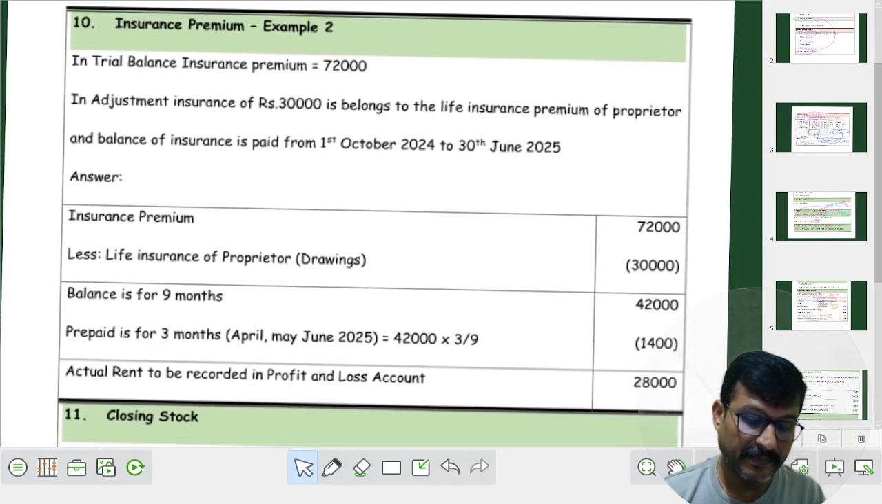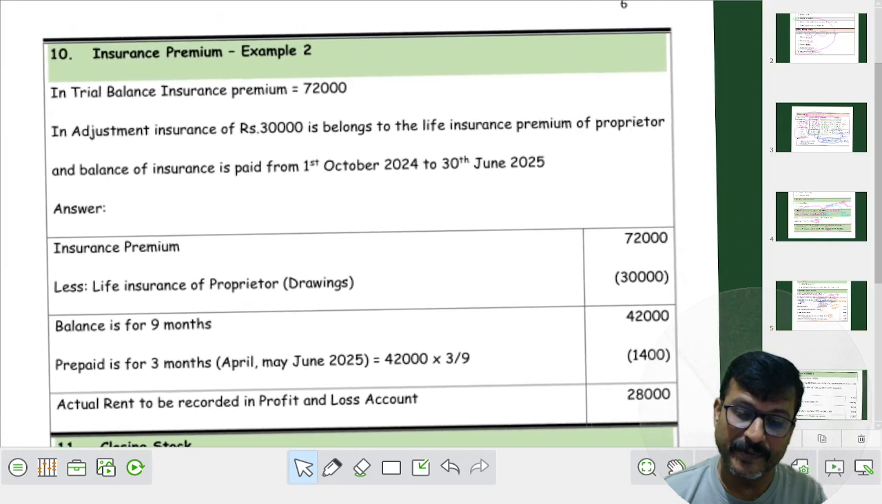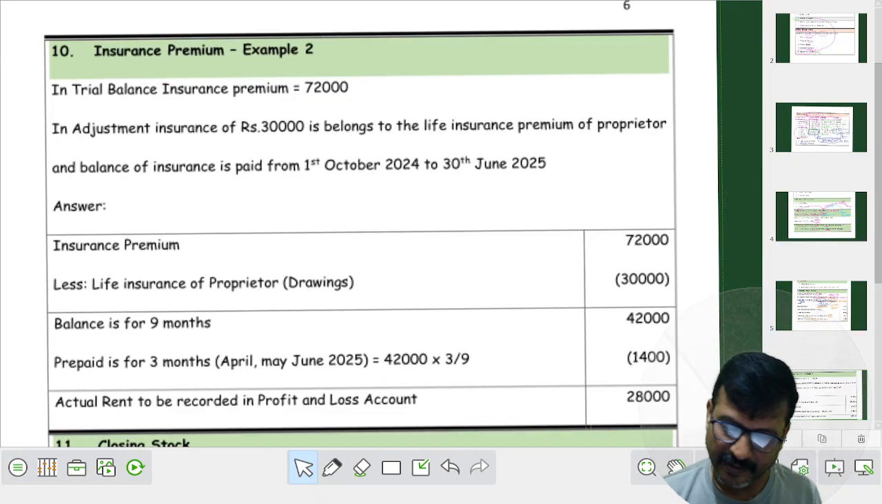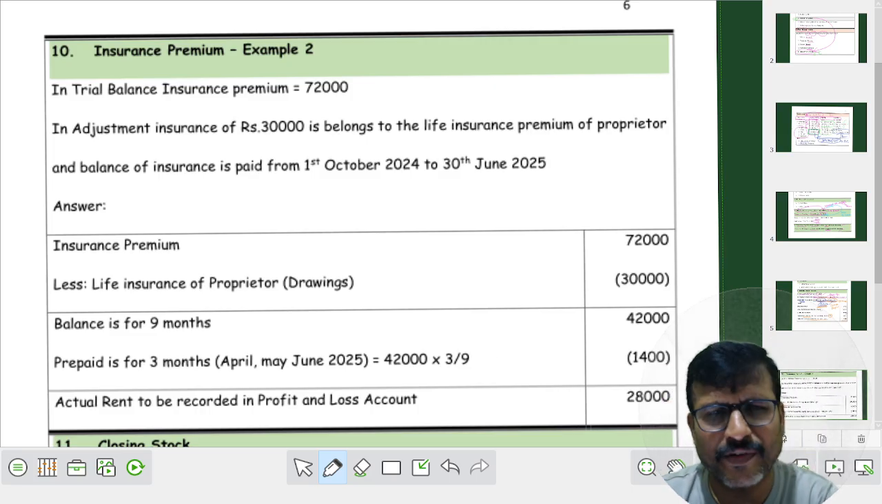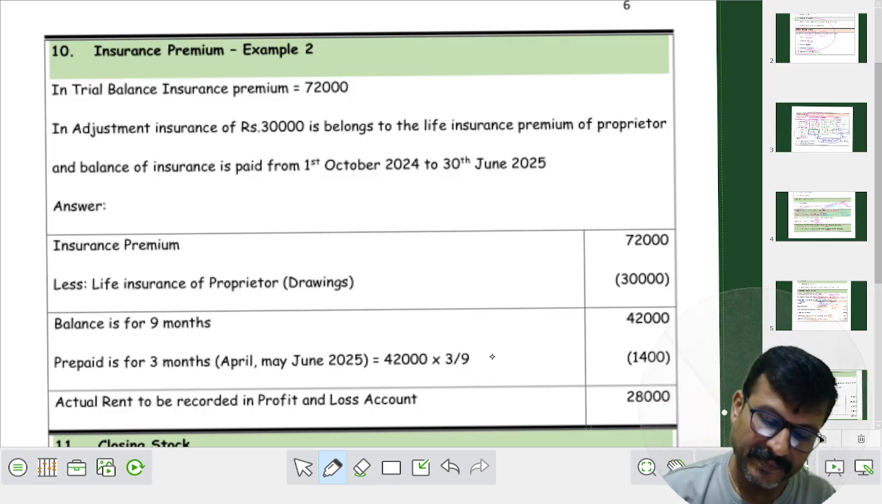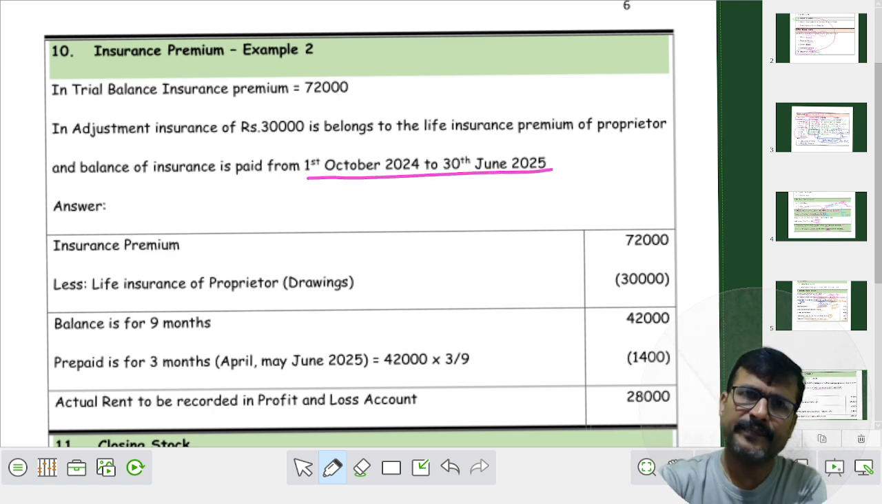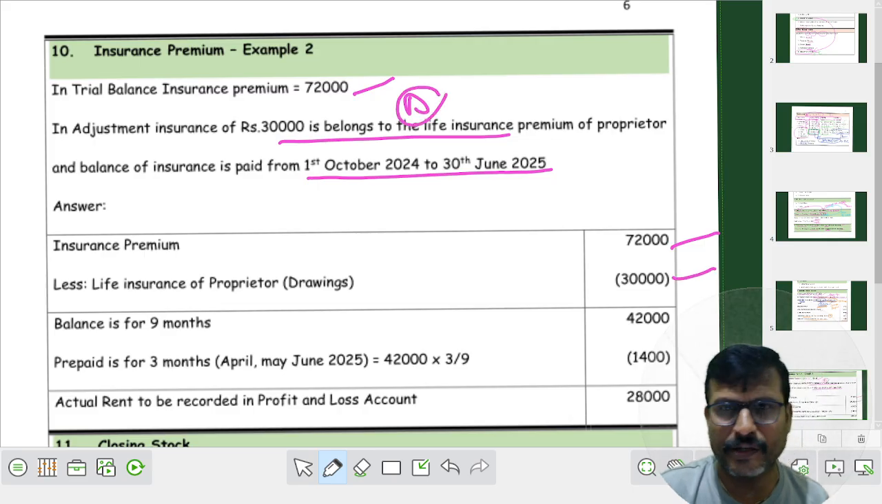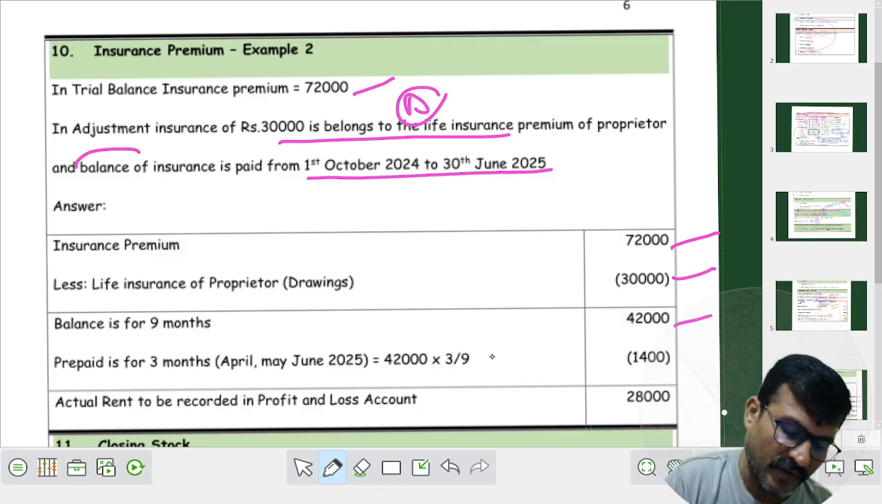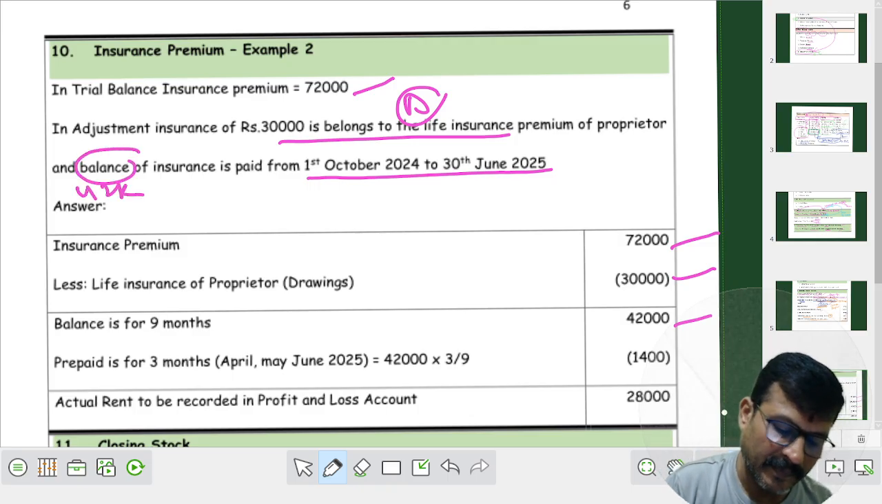What happened? Okay, is it visible clearly? Okay, fine. Shall I start? See here, I used the same figures, I changed only this date. Okay, see, insurance premium 72,000. Life insurance premium is called drawings, so I subtracted drawings. The balance comes to 42,000, same.